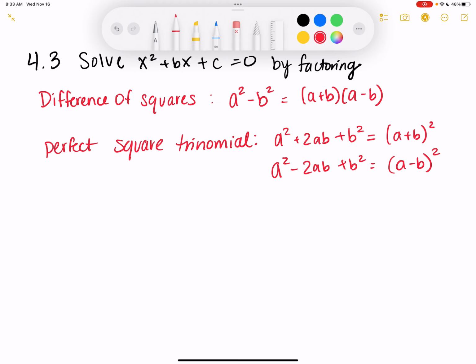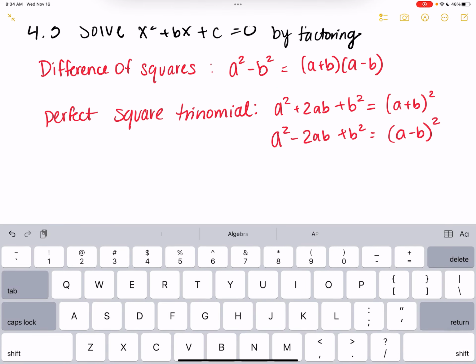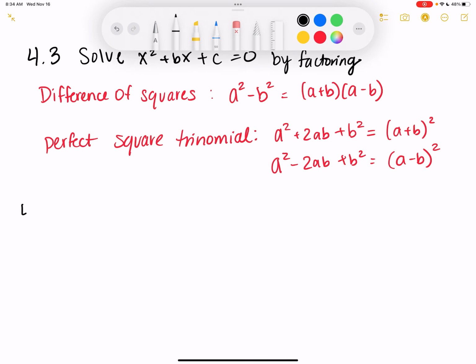All right, so let's start with some examples of ones that are not special types. So just the normal x squared plus bx plus c. So number 4, we've got x squared minus 7x plus 10. So I'm looking for factors of 10 that add up or subtract, depending on the case of the middle term, to give me -7.